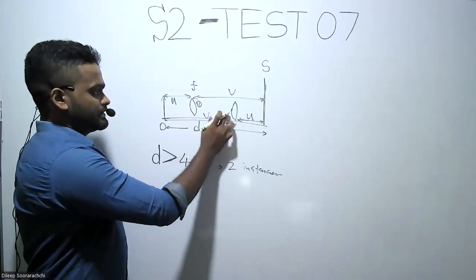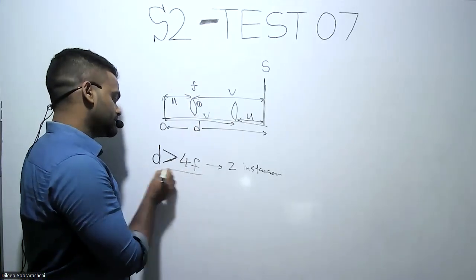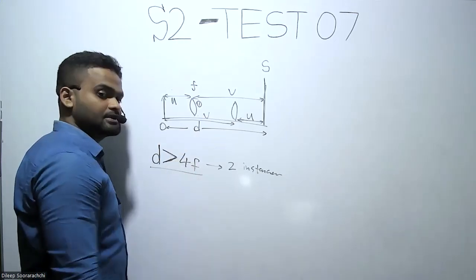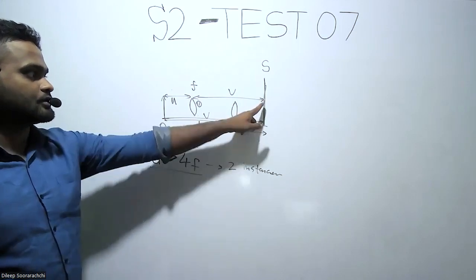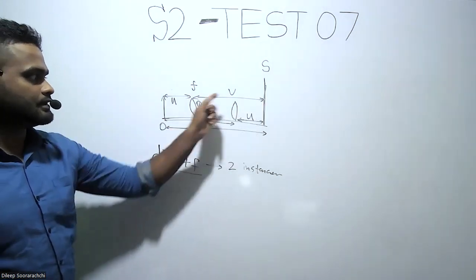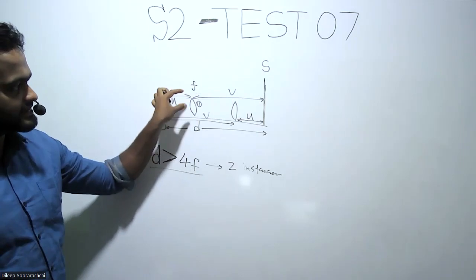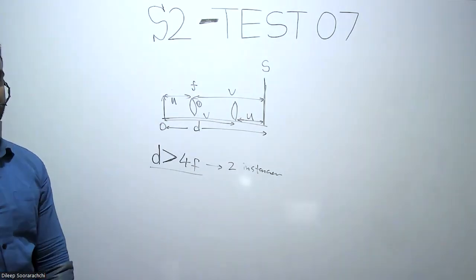In order to have this, the requirement is that D should be greater than 4 times the focal length. Then we can get images on the screen for 2 instances like this. Okay.